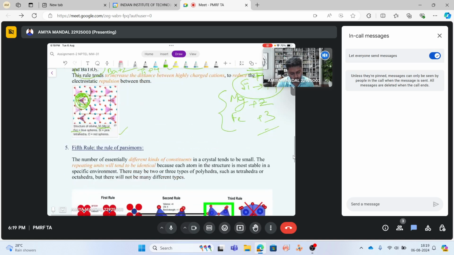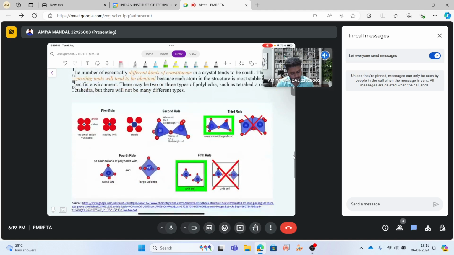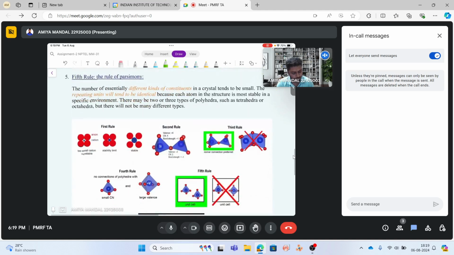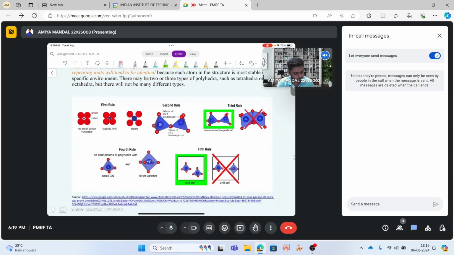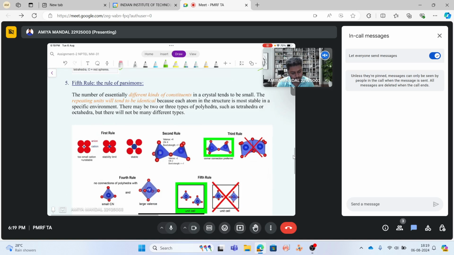Next is the fifth rule, and at last I will tell about summing up all the rules. The fifth rule, the rule of parsimony, tells that the number of essentially different kinds of constituents in the crystal tends to be small. The repeating units will tend to be identical, because each atom in the structure is more stable in a specific environment.